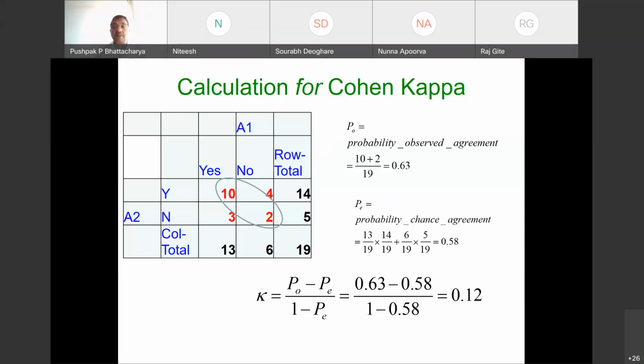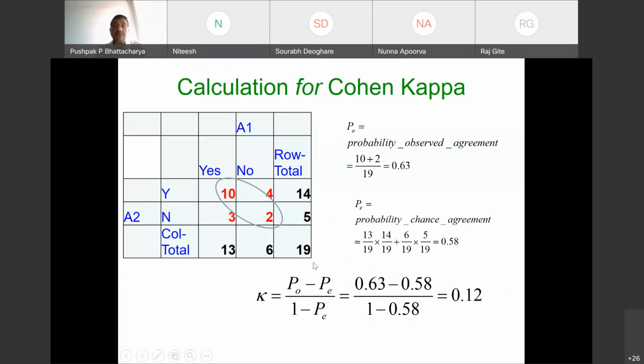And as you know, in hypothesis testing, we have to start with a null hypothesis. The null hypothesis is that A1 and A2 completely independently of each other give their ratings, and their agreement or disagreement is purely by chance. That would be the null hypothesis. And with respect to that, we'll have to do a test of significance. That is another discussion which we'll come to.